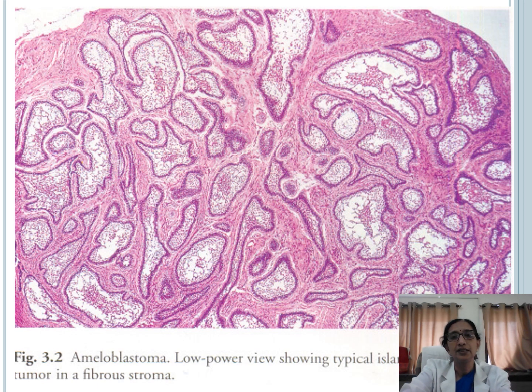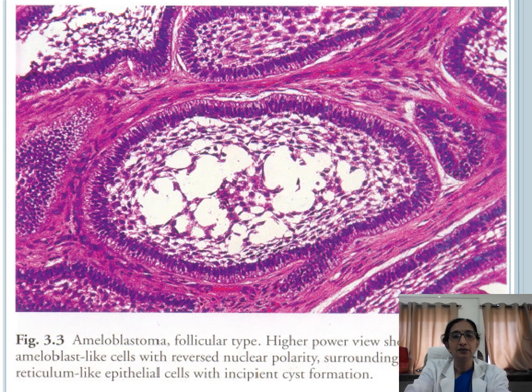Now here you can see the cells arranged in the form of islands, which are lined by tall columnar cells. Here you can appreciate the tall columnar cells with the nuclei showing reversal of polarity and centrally placed stellate reticulum like tissue, and cyst formation is common within the follicles.